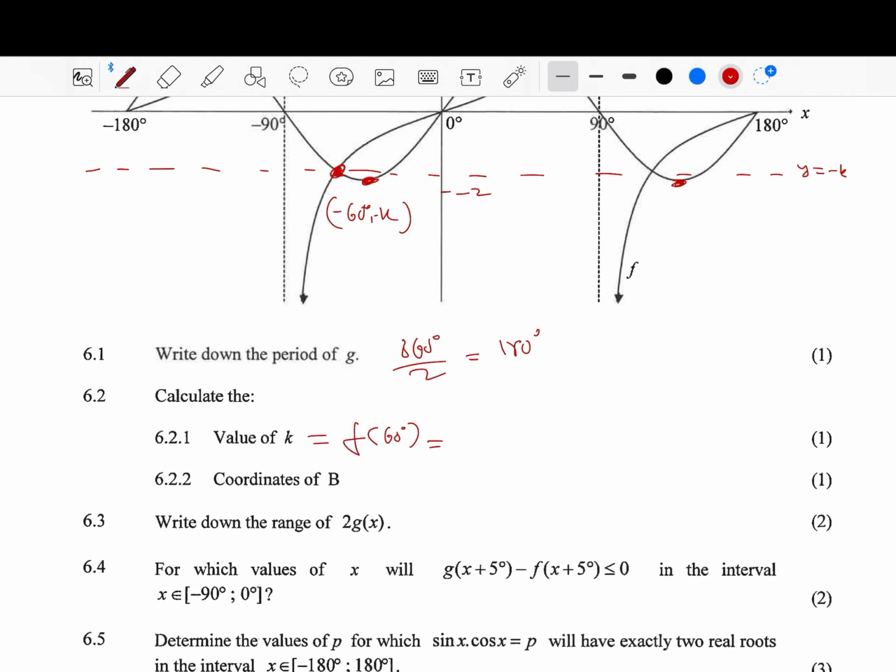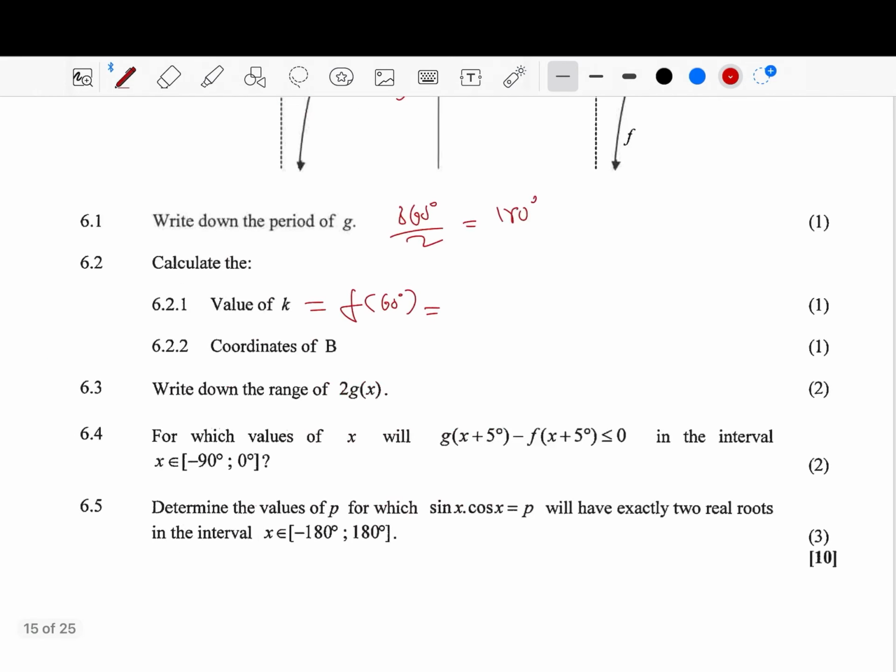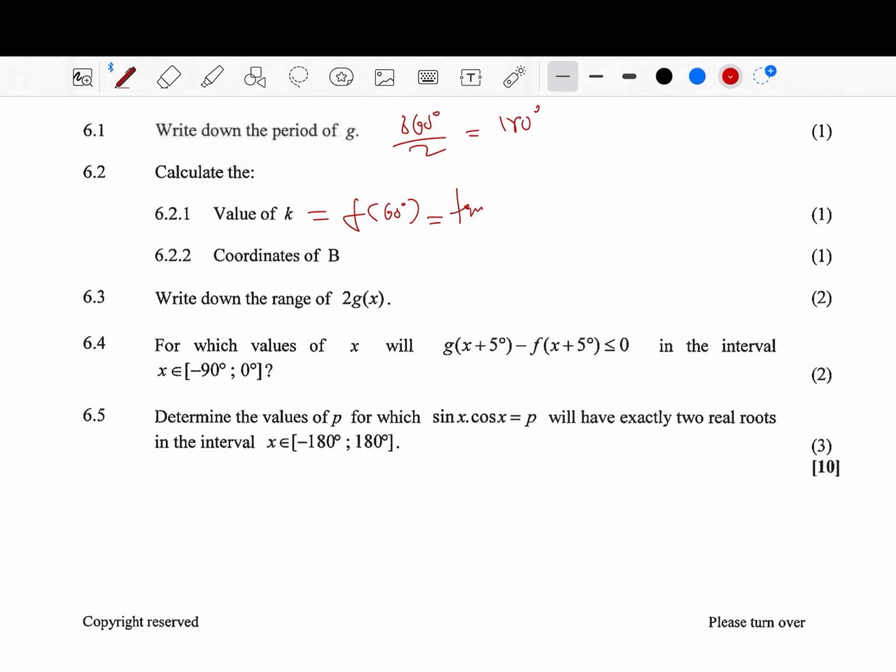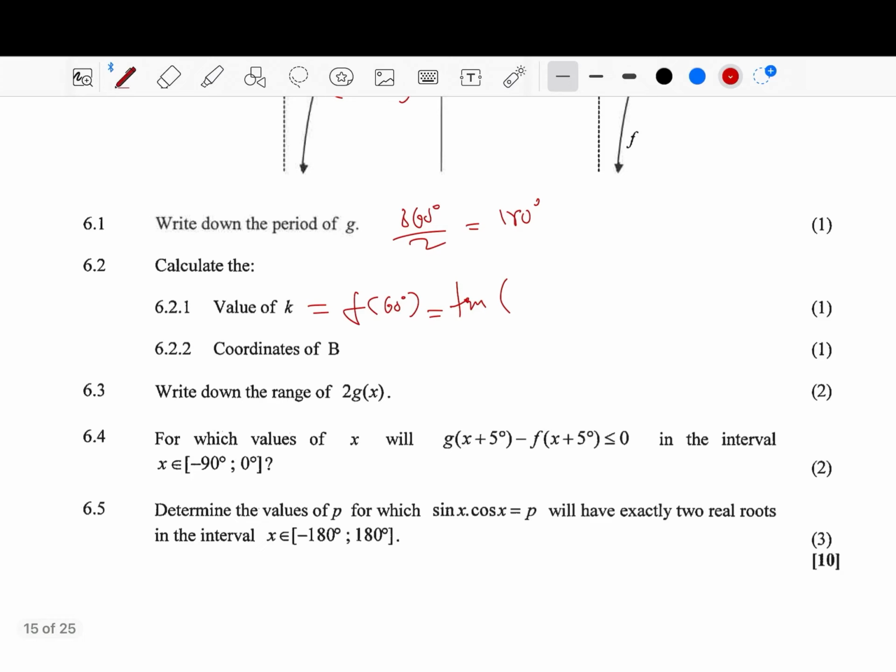So take G if you want to and tell me if you get the same answer, okay? If you don't, let me know. I'll show you how to do it. It's different, but the answer will be the same.